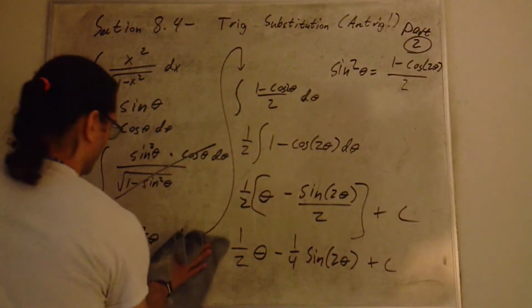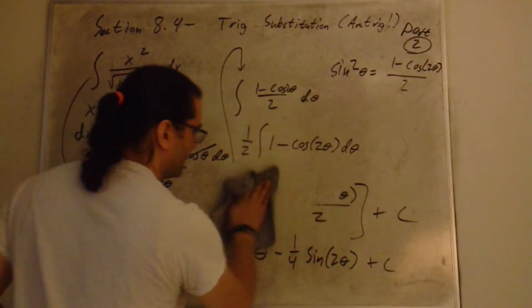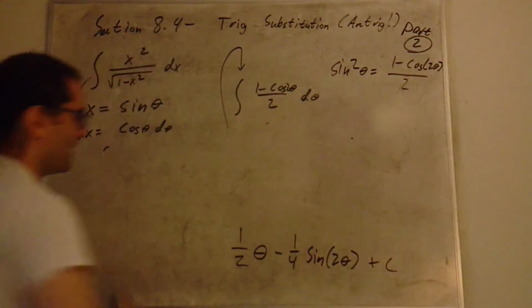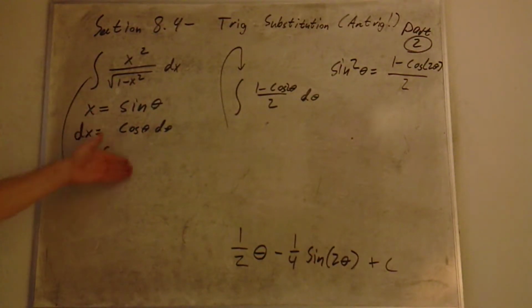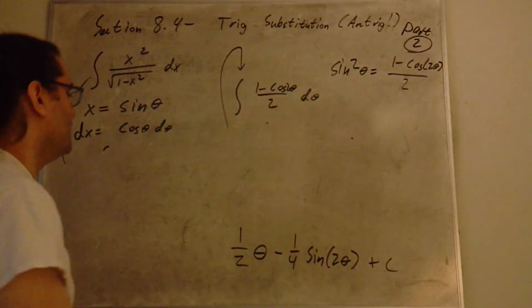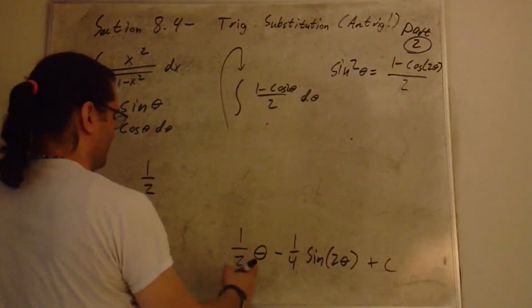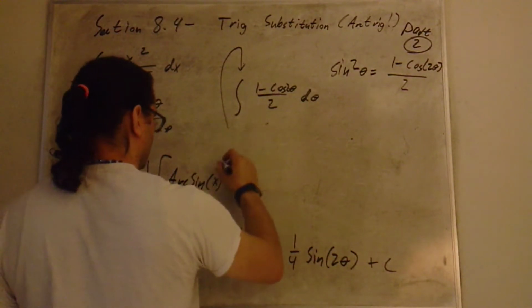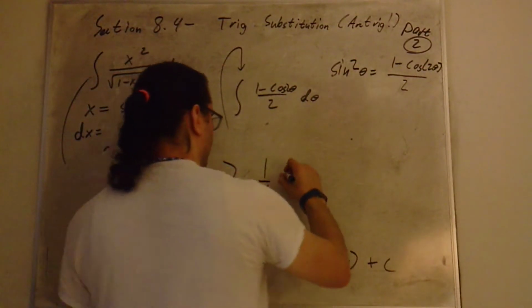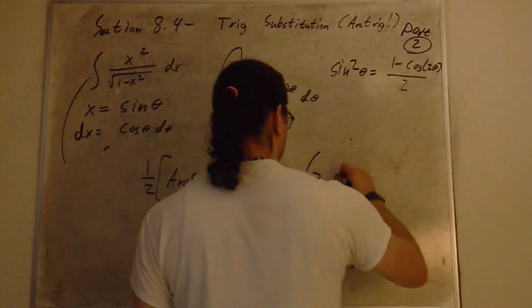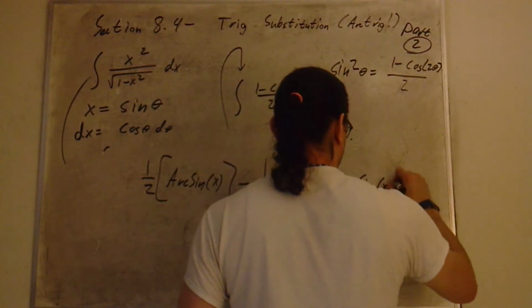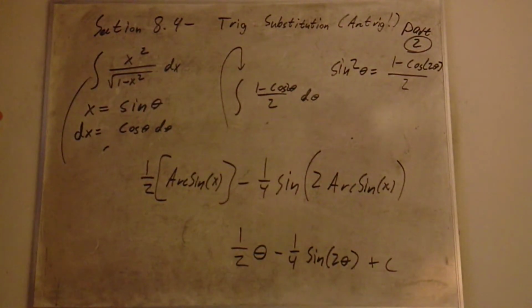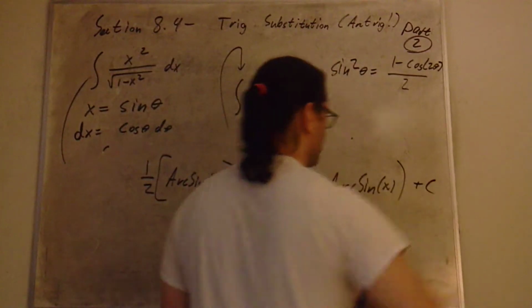I'm going to give myself a little bit more space up here, because this is going to be sort of a lot to write. I thought I could not have to erase it. I skipped all these steps in the middle so I could not erase something, but alas. 1/2 theta is 1/2 the arcsine of x, minus 1/4 of the sine of two arcsines of x, plus c.